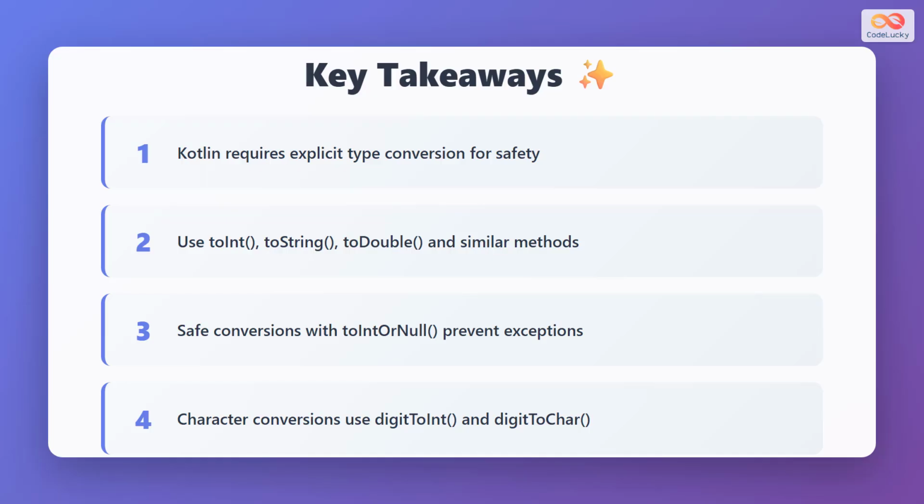Let's recap what you've learned. First, Kotlin requires explicit type conversion for safety. You can't rely on automatic conversions. Second, use methods like toInt, toString, toDouble, and similar methods for standard conversions. Third, safe conversions with toIntOrNull prevent exceptions when dealing with unpredictable input. And fourth, character conversions use digitToInt and digitToChar for working with individual characters. With these tools, you can confidently handle type conversions in your Kotlin code.